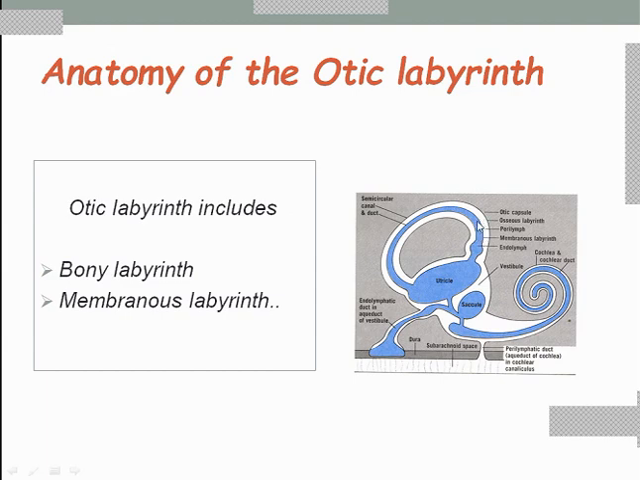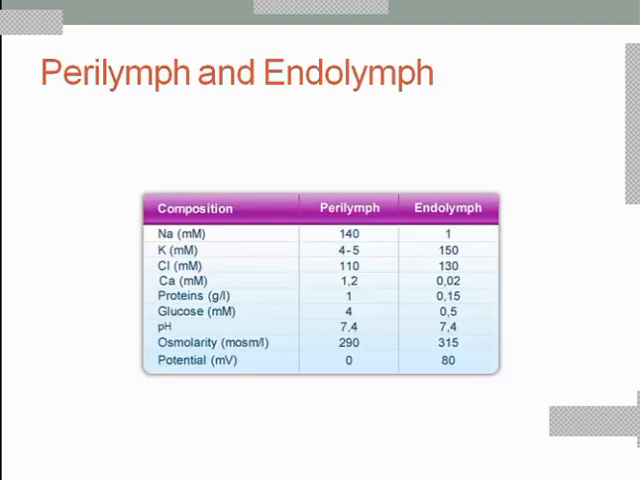Here you can see two compartments, an outer compartment and an inner compartment. The outer compartment is filled with a fluid called perilymph, whereas the inner compartment is filled with a fluid called endolymph. Both are different in composition. Perilymph has more sodium, whereas endolymph has more potassium. And there is a potential in endolymph, whereas there is no potential in perilymph. Perilymph is equivalent to extracellular fluid, whereas endolymph is equivalent to intracellular fluid, so they should be separated to avoid electric potentials.